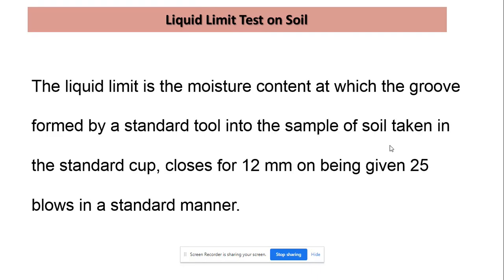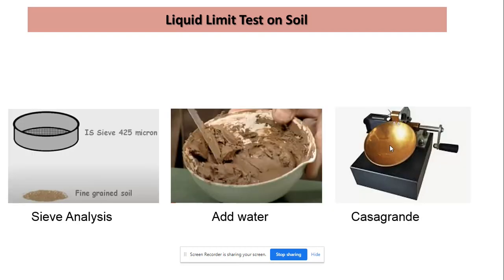For this, a particular definition has been given: the liquid limit is the moisture content at which a groove formed by a standard tool in the sample of soil taken in a standard cup closes for 12 mm on being given 25 blows in a standard manner. So what we do is we take a Casagrande apparatus for the liquid limit test and put our soil sample in it. Before that, the soil is passed through a 425 micron sieve, and this fine grained soil is used for the liquid limit test because liquid limit is defined only for fine grained soil, and for coarse grained soil liquid limit is not defined.